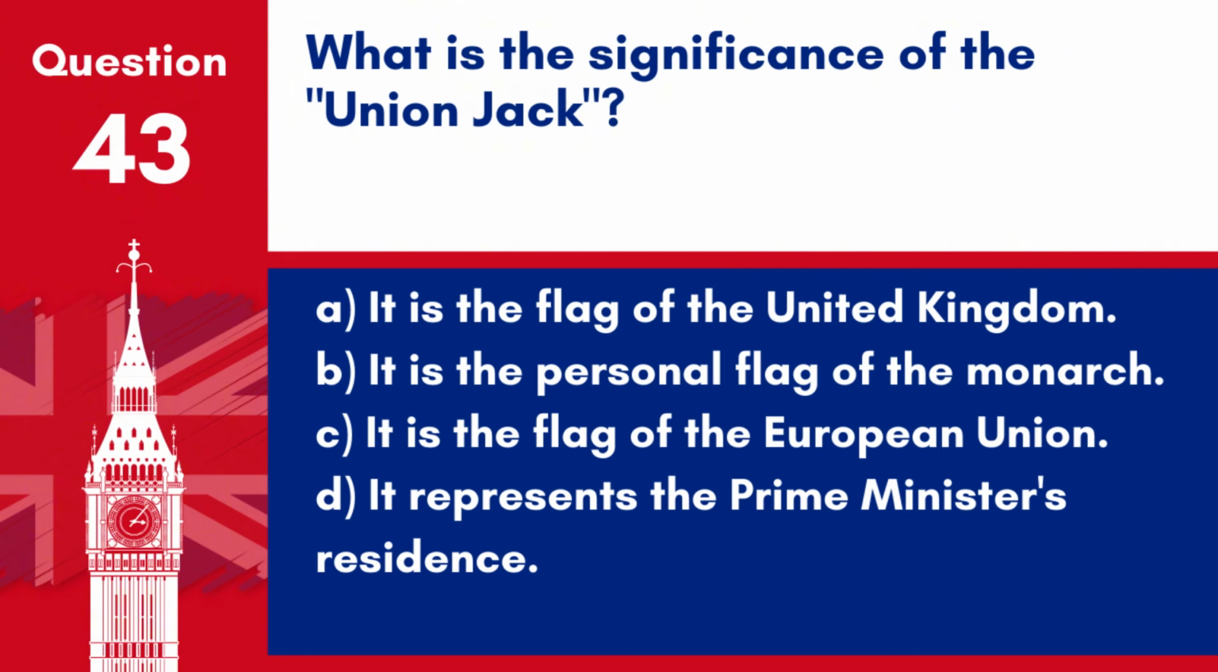Question 43. What is the significance of the Union Jack? A. It is the flag of the United Kingdom. B. It is the personal flag of the monarch. C. It is the flag of the European Union. D. It represents the Prime Minister's residence. Answer: A. It is the flag of the United Kingdom. The Union Jack symbolizes the union of England, Scotland, and Northern Ireland.